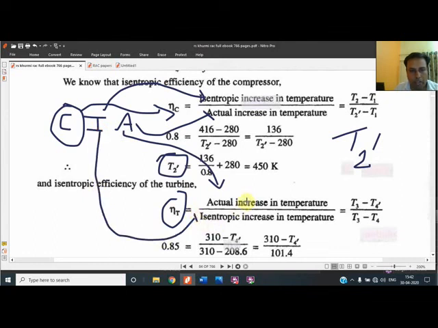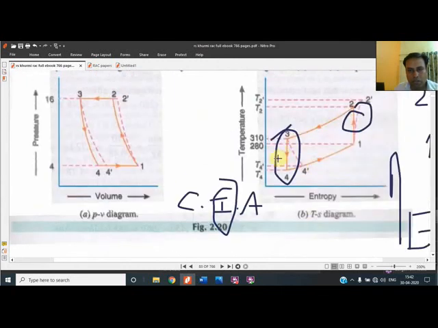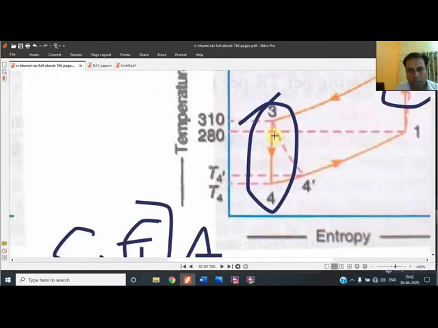Although they have written the increase in temperature, it should be decrease in temperature, because whenever there is an expansion the temperature goes down. You have seen also that in this expansion process the temperature is gradually going down. This is the isentropic, where you get more temperature difference, and this is the actual one, where you get lesser temperature difference. So actual will become the numerator and the bigger one will become the denominator.